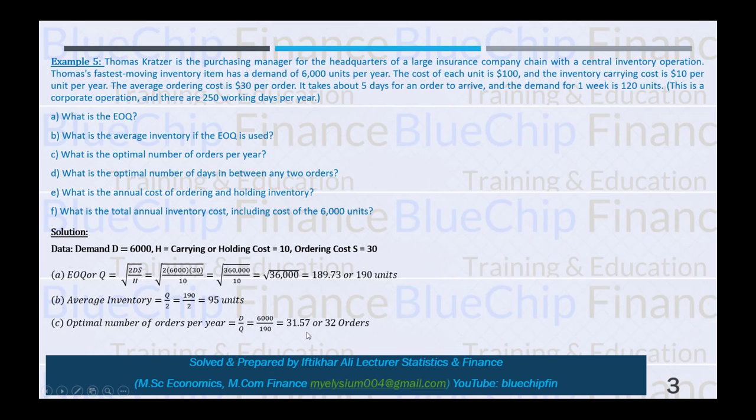That is, how many orders can you place in a year? So your total demand is 6,000 units and the economic order quantity, that is, how many units you can order to get an economy, is 190. So 6,000 divided by 190 equals 31.57, or you can say that 32 orders are optimal to place in a year. So 32 orders.